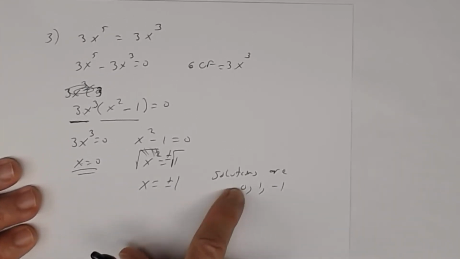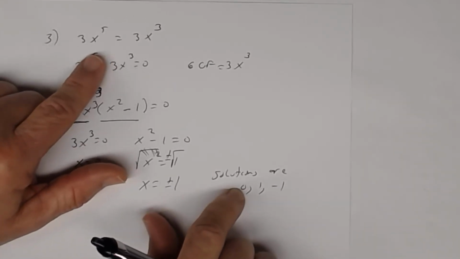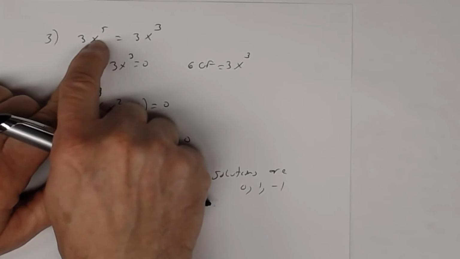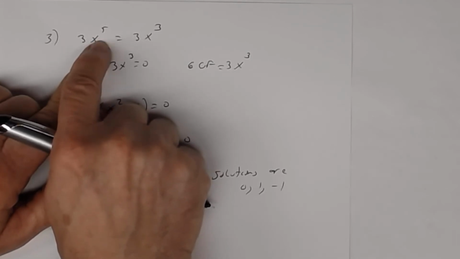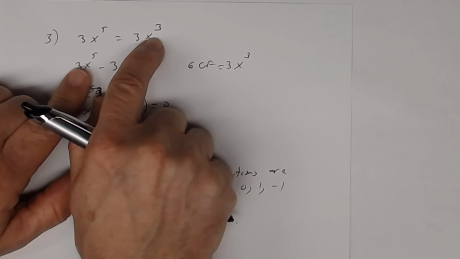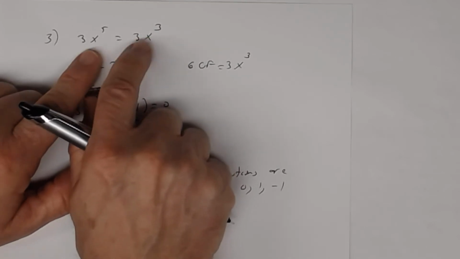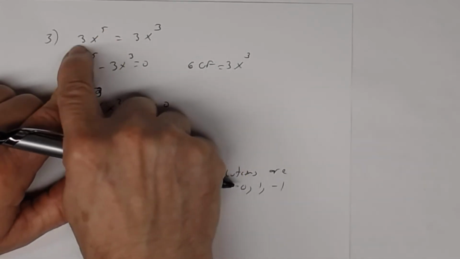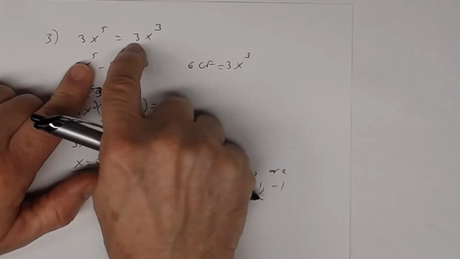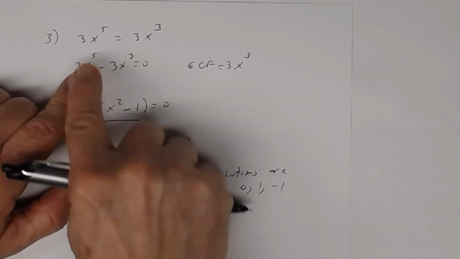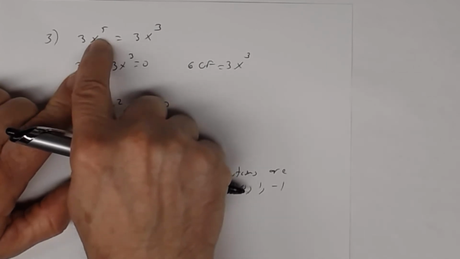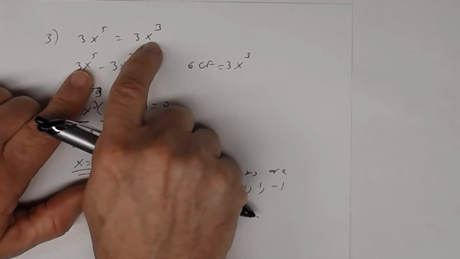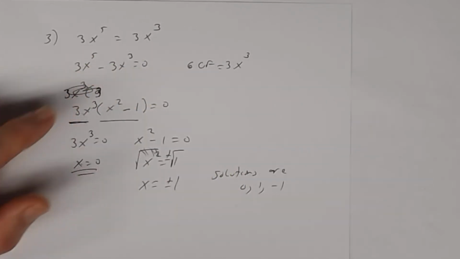And you can check it. Watch. Let's check 0. When x is 0 and you substitute in for x, both sides better be equal. What's 0 to the 5th power? 0. 0 times 3 is 0. What's 0 to the 3rd power? 0. 0 times 3 is 0. Is 0 equal to 0? Yes. Let's check 1. What's 1 to the 5th? 1. What's 1 times 3? 3. What's 1 to the 3rd? 1. 1 times 3 is 3. Is 3 equal to 3? Yes. Negative 1. What's negative 1 to the 5th? Negative 1. Negative 1 times 3 is negative 3. What's negative 1 to the 3rd? Negative 1. Negative 1 times 3 is negative 3. So negative 3 equals negative 3. Okay?